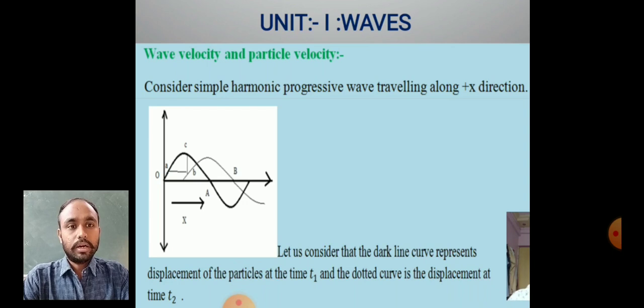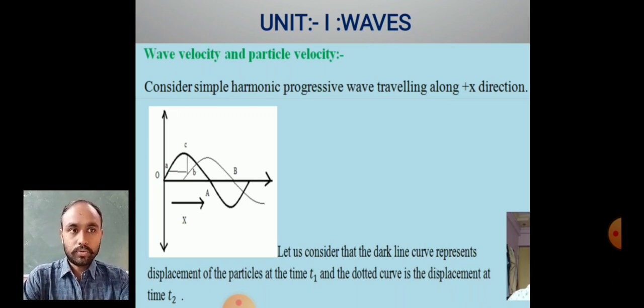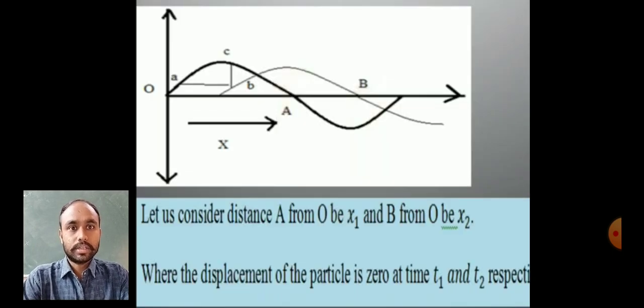Yes, right. Now what we have considered, two time instances at t1 and t2. Darken is for the time t1 instant, and the dotted line is for the time t2 instant. Now what we will see in the next slide, yes, the same diagram, a little bit zoomed. So what we have seen, let us consider now distance A from O be x1. Okay, we'll name these two distances x1 and x2.